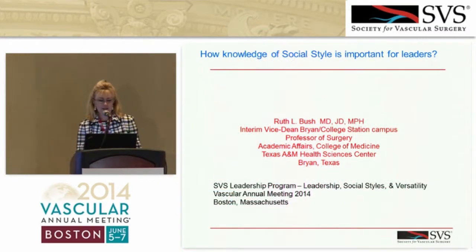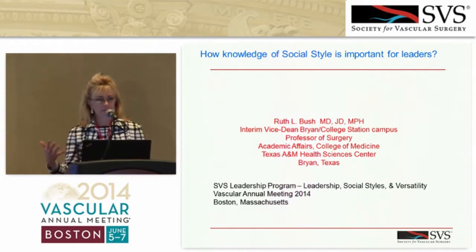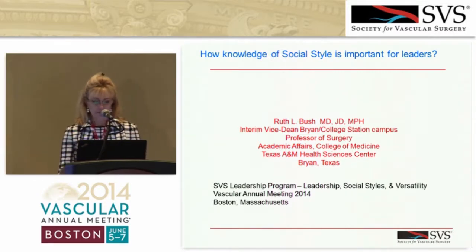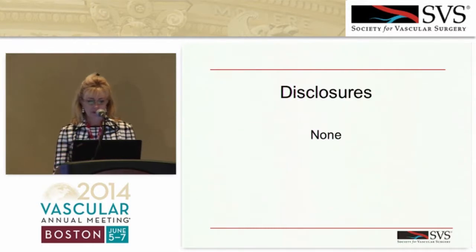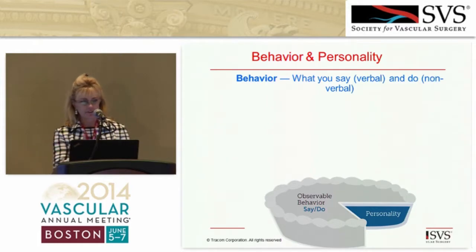All right, thanks, Bhagwan. I'm going to talk about social style and knowing your social style, and being able to recognize that, as Bhagwan said, 75% of people are not in your corner. It is a fact that I forget often, and we'll give some examples. I'm going to talk a little bit about behavior and personality and how this fits, and it fits right in with what Dr. Freischlag said.